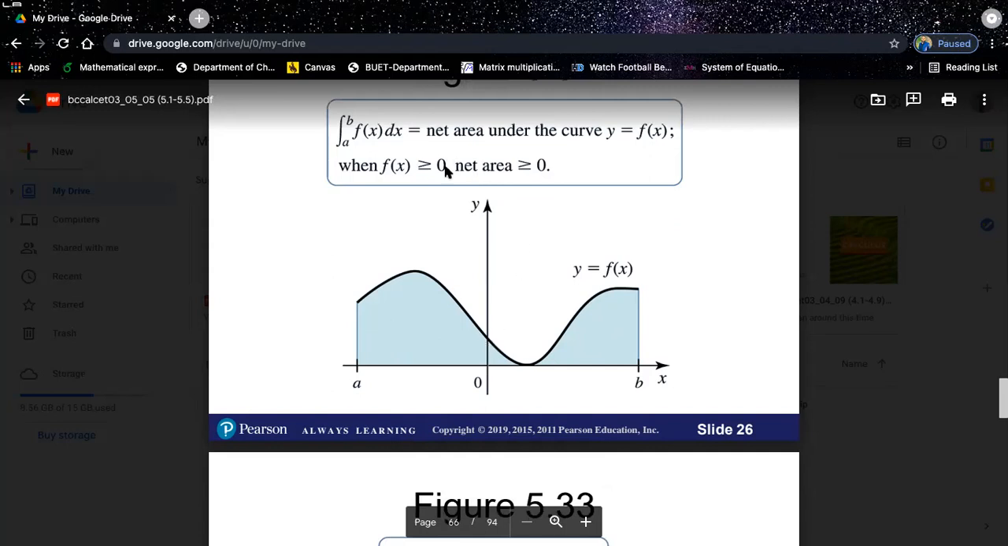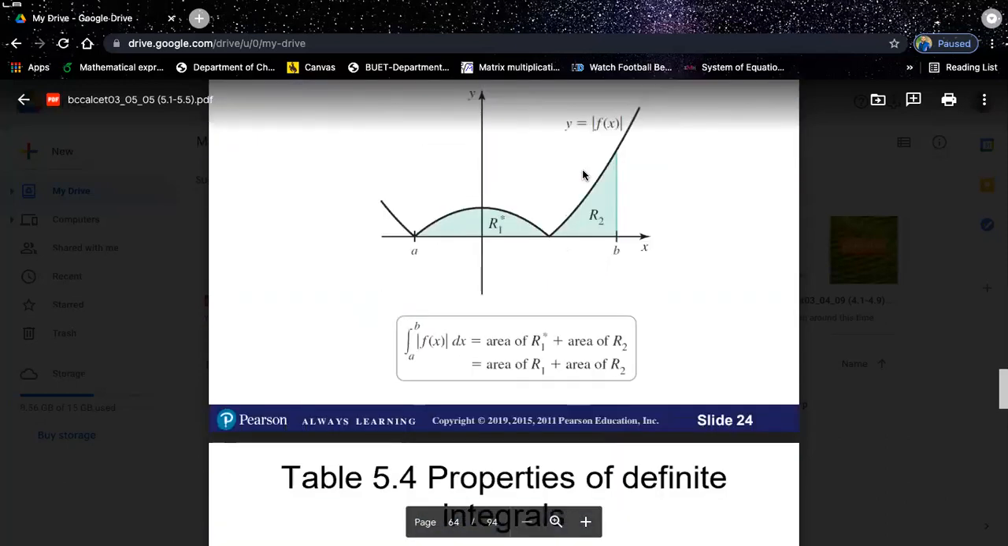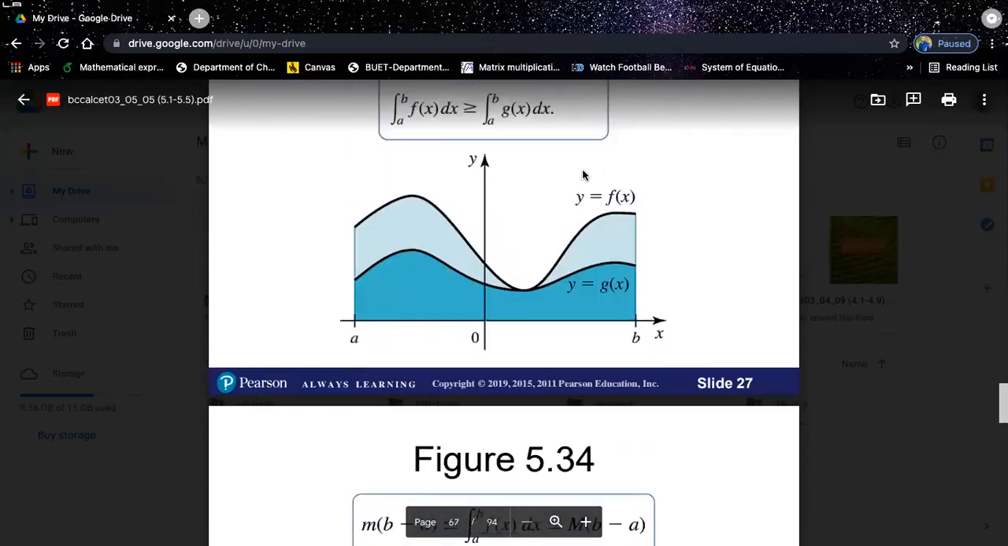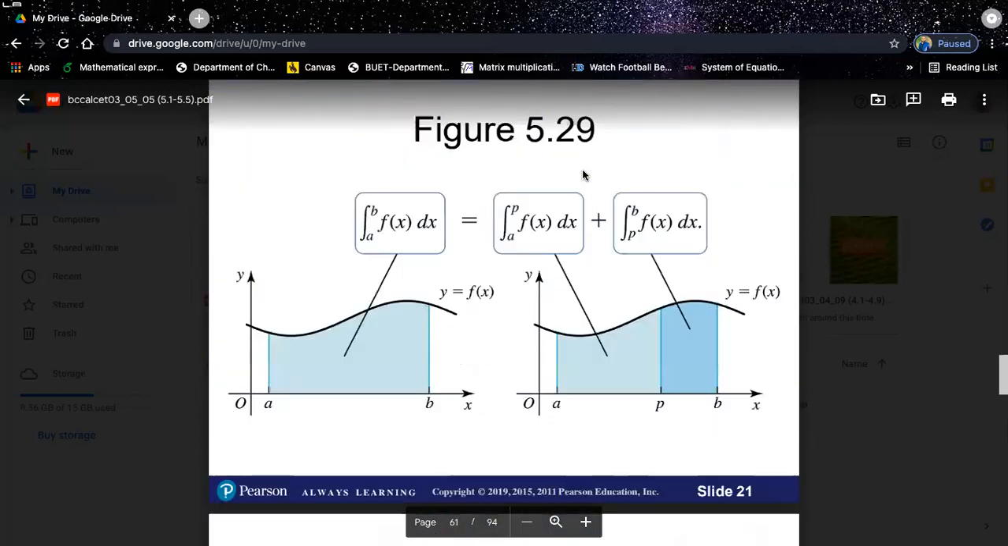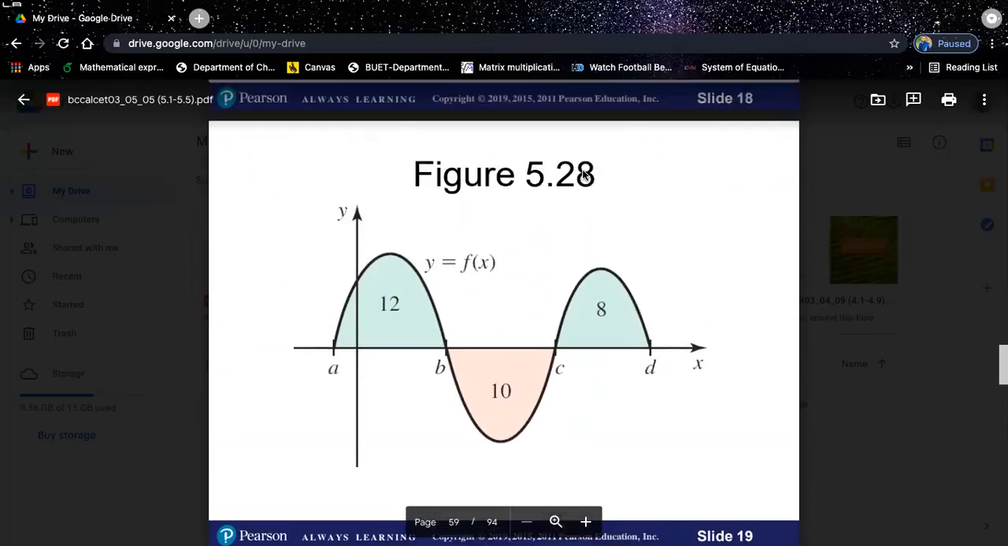So what does it mean by net area? Net area means if you add or subtract, if you have anything below this x-axis, if you add and subtract all this, at the very end you'll still have something non-negative. Okay, that's what net area means. It's just a general idea you can remember. Does it make sense? Because I can show you, let me show you one example. Like this one.